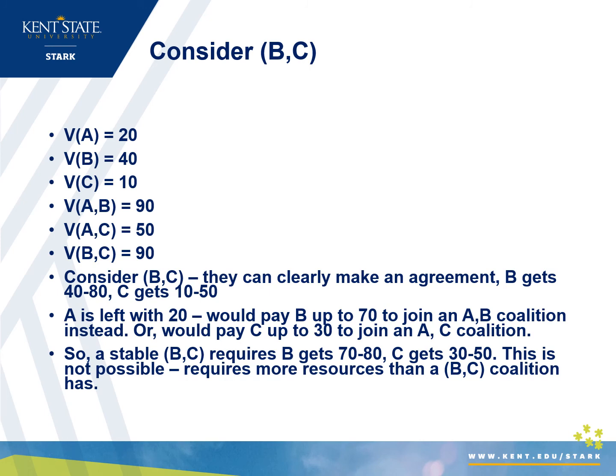So it turns out even the BC coalition, though it was the one with the best chance, is not going to be stable either. Any way that they break up those 90 units between B and C, A is going to have somebody that they can approach with a deal that's going to make it worthwhile for them to make that agreement.